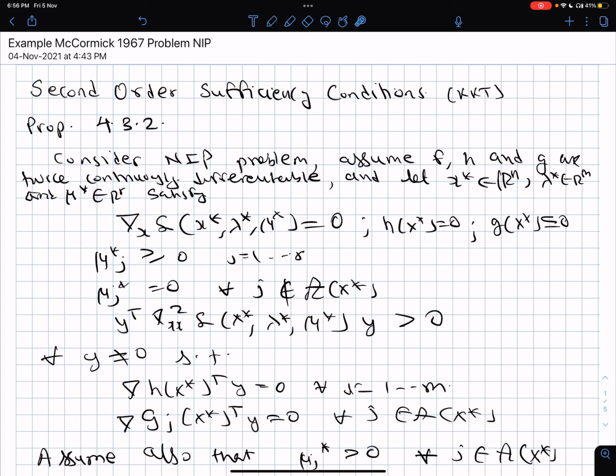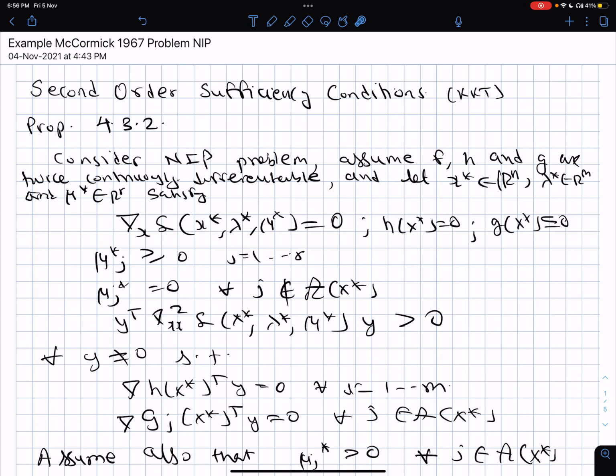So, your problem is that of minimize f of x subject to h of x equal to 0 and g of x less than or equal to 0. These are vector functions h of x and g of x, and they are twice continuously differentiable. And now, if x star satisfies the following set of conditions, then we can say that x star is a local minimum. That's what the sufficiency condition is all about.